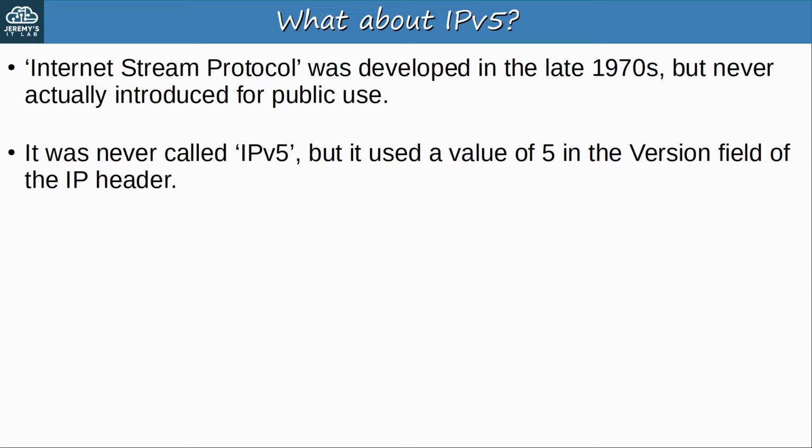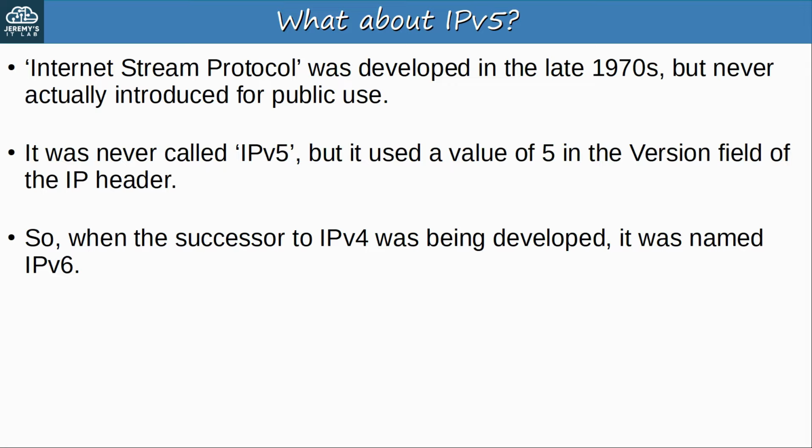If you remember, day 10 of this course covered the IPv4 header, and the very first field is the version field. IPv4 uses a value of 4, and Internet Stream Protocol used a value of 5. So, to avoid confusion, when the successor to IPv4 was being developed, it was named IPv6, and it uses a value of 6 in the version field of the header.